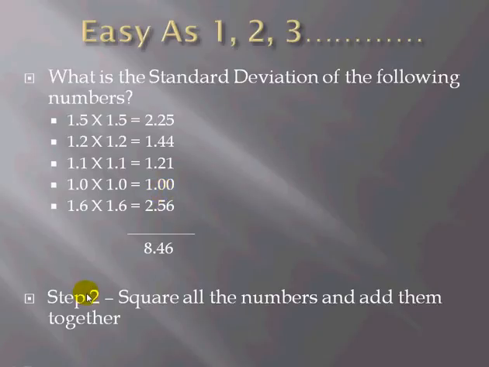The second step, square all the numbers and add them together. So what we do is we take the number times itself, in this case 1.5 times 1.5 equals 2.25, and we get a product of each one of those multiplication problems, and it comes up to be 8.46.